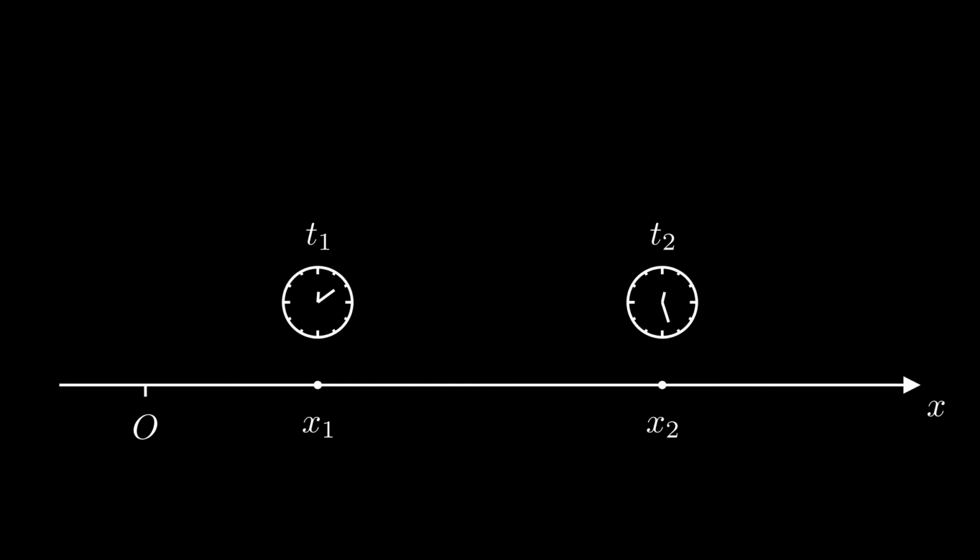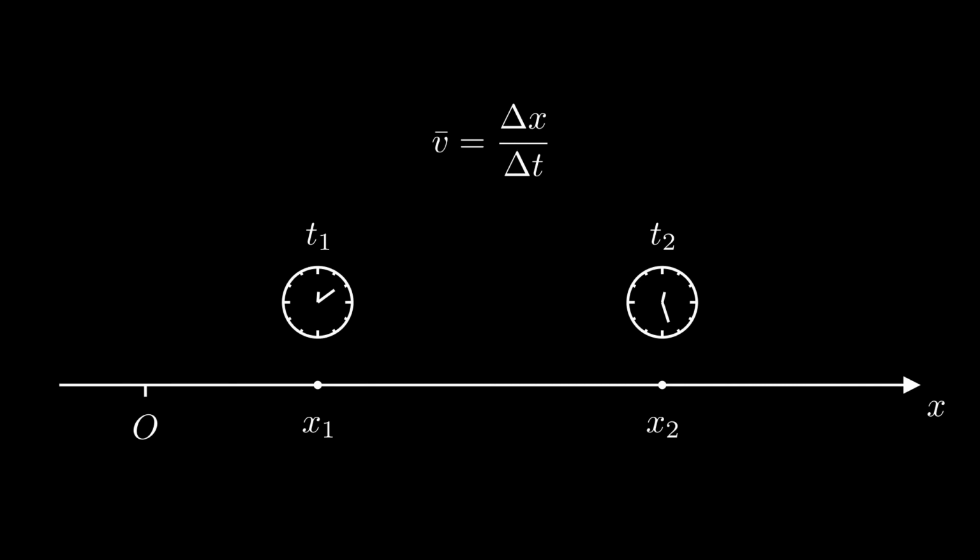Therefore, if we use the symbol v bar to indicate the average velocity, the formula for the average velocity is v bar equals x2 minus x1 divided by t2 minus t1. That is, the change in position that occurs in the interval of time between t1 and t2 divided by the interval of time itself. We can also indicate this with delta x divided by delta t.